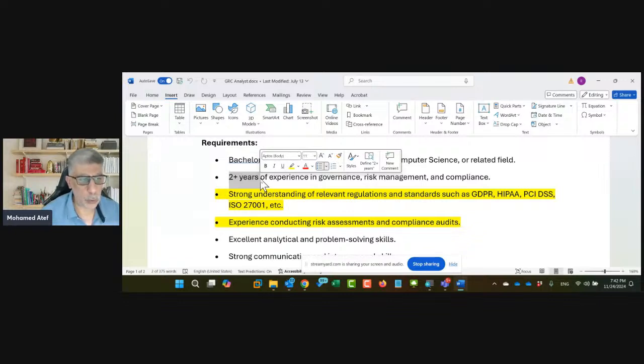What do I need to be a GRC analyst? Now, you need to learn those main skills: risk assessment, information security governance, and audit. These are actually the compliance audit, because you are not the implementer of the compliance, but you audit the compliance.